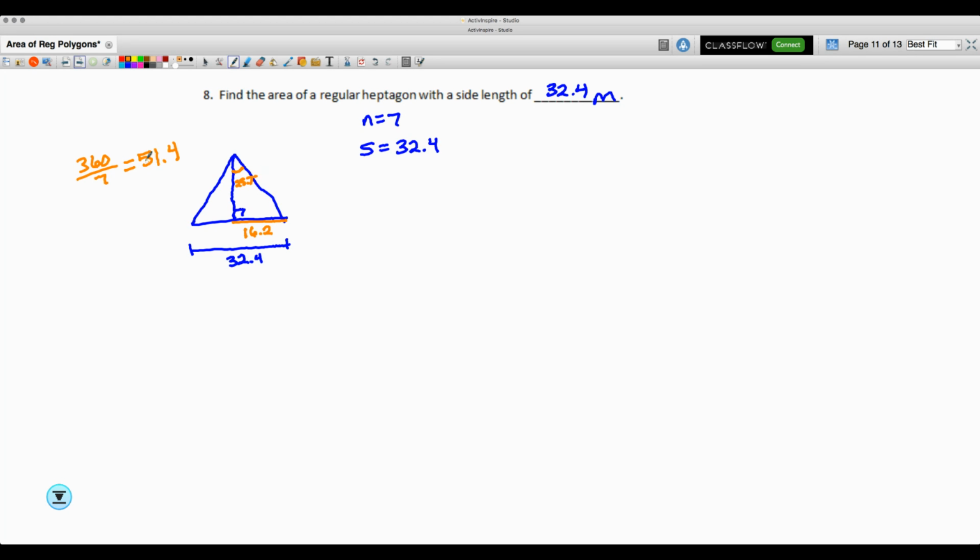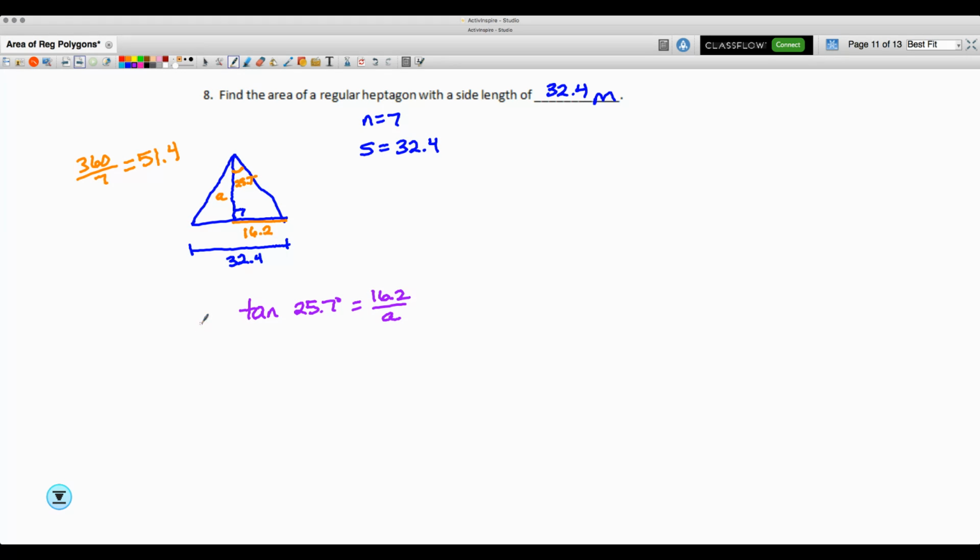Okay, so we found the central angle, 360 divided by 7, and then we divided that by 2. So I need to find the apothem. So we've got the opposite leg, and then that's the adjacent leg. So what would we use? We would use tangent. So the tangent of 25.7 degrees would equal 16.2 divided by the apothem.